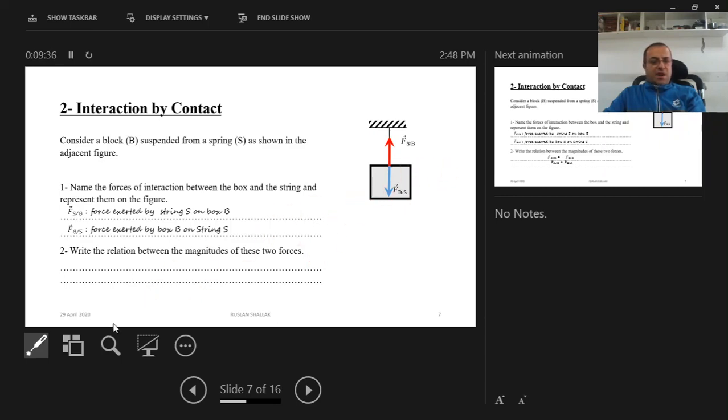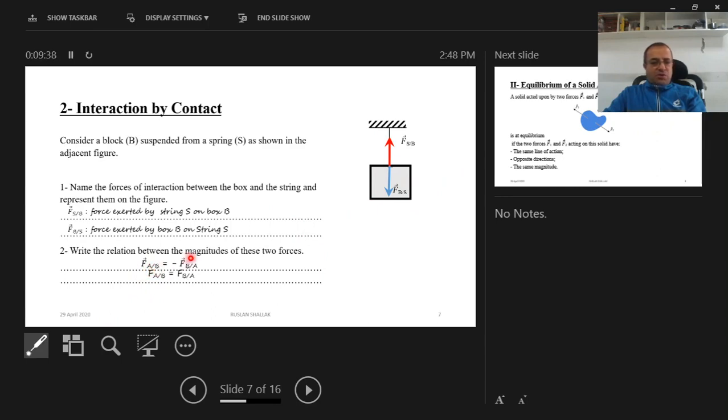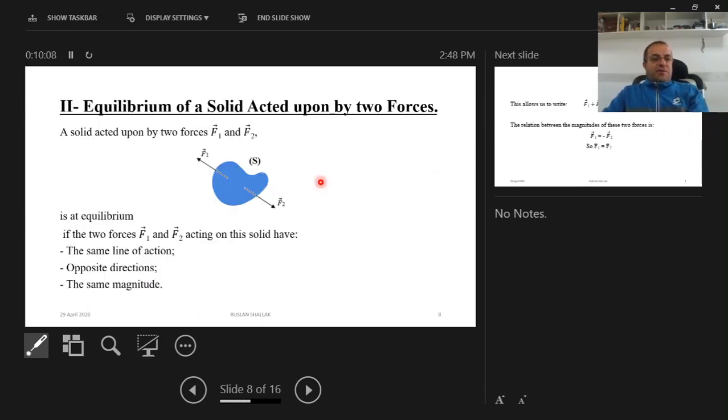So we say that F S on B equals minus F B on S, and in magnitude we say F S on B equals F B on S. In magnitude means this. In vectors, opposite directions means this. Okay, this is about interaction. The second objective is equilibrium of a solid acted upon by two forces.